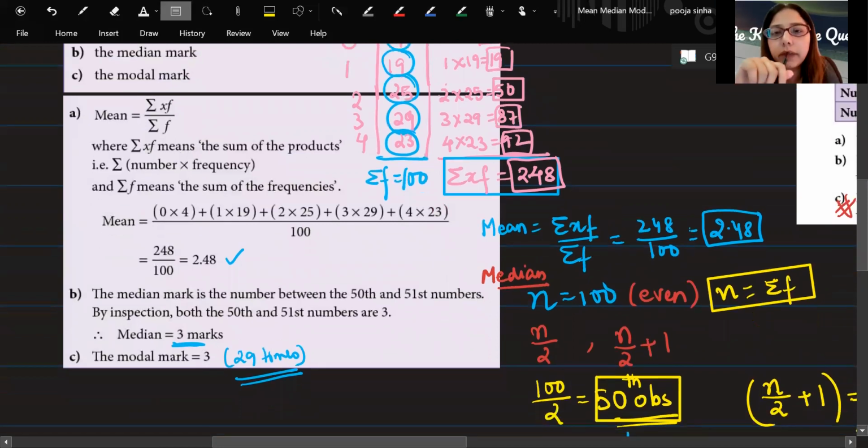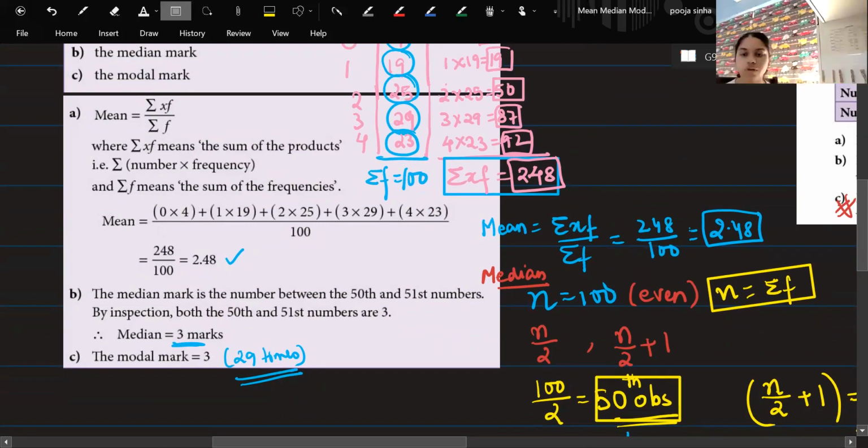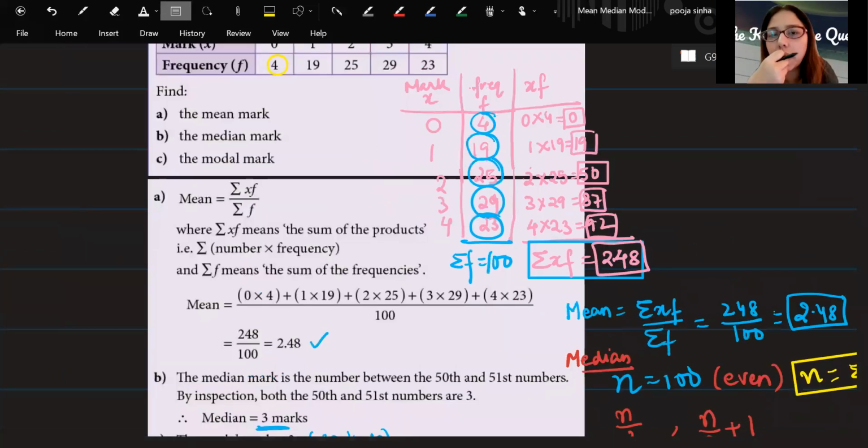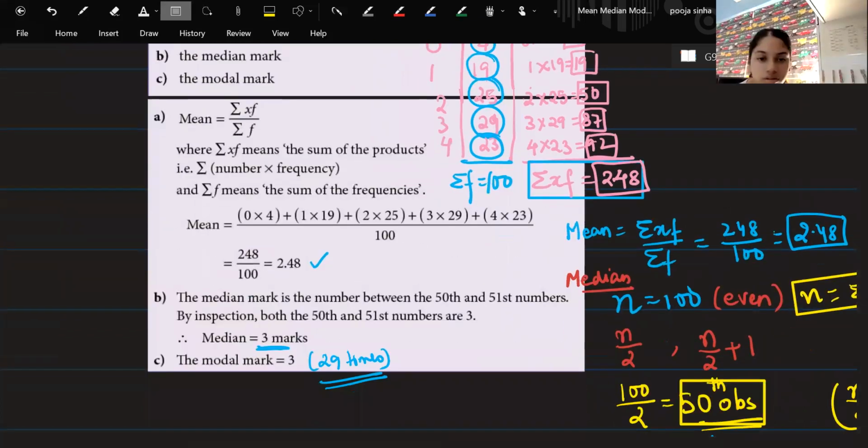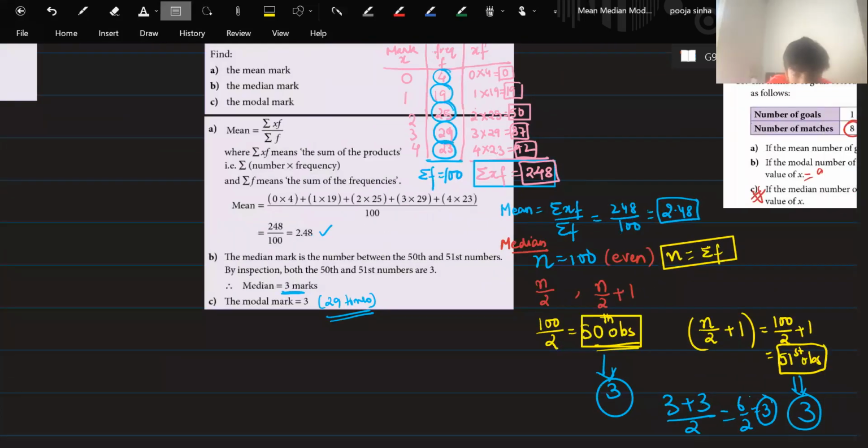Very good. How do you find median when you have a frequency table? You add up all the frequencies. After that, what do you do? Divide by 2. And if the total is an odd number, then you have to do n upon 2 plus 1. Then you see where it fits in.